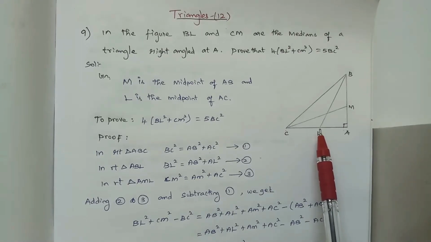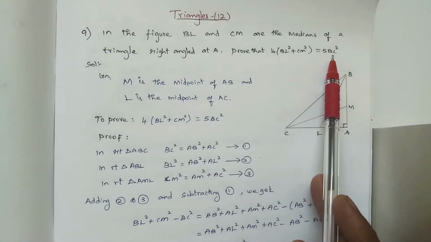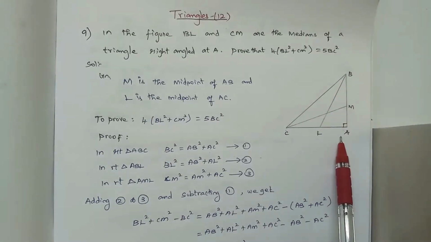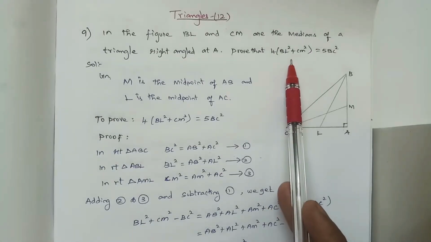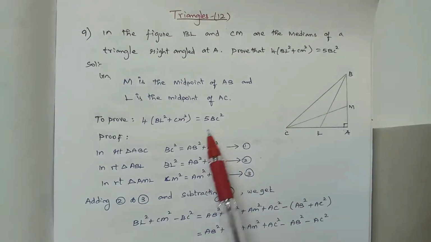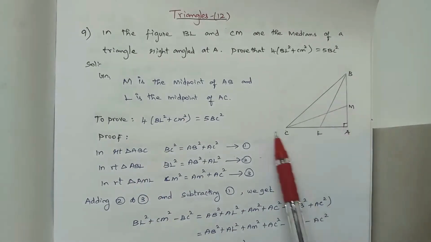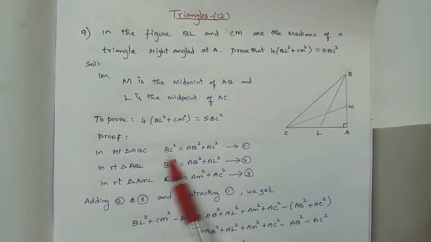So by using the Pythagoras theorem property, we are going to prove that 4 times of BL square plus CM square is equal to 5 times of BC square. What is given? M is the midpoint of AB and L is the midpoint of AC. To prove: 4 times of BL square plus CM square is equal to 5 times of BC square. Proof. We are having 3 right angle triangles. In right triangle ABC, BC is the hypotenuse. So BC square is equal to AB square plus AC square. Take it as equation number 1.